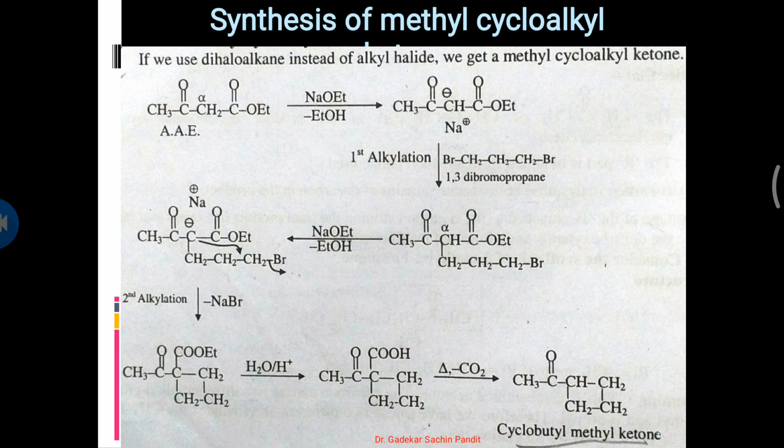Okay, so here is the synthesis of methyl cycloalkyl ketone. It means a cyclization reaction. In this reaction, two alkylation reactions, that is, dialkylation, are possible. If we use a dihaloalkane instead of an alkyl halide, we get a methyl cycloalkyl ketone.